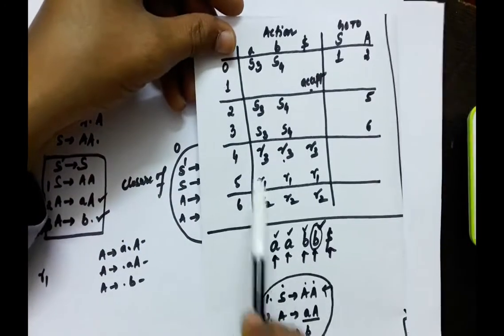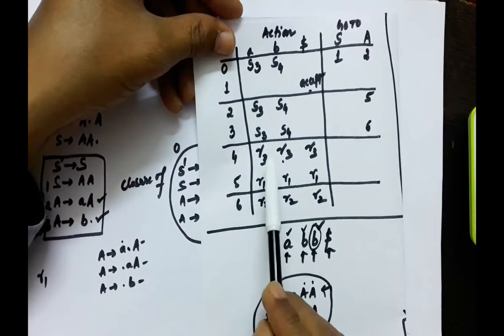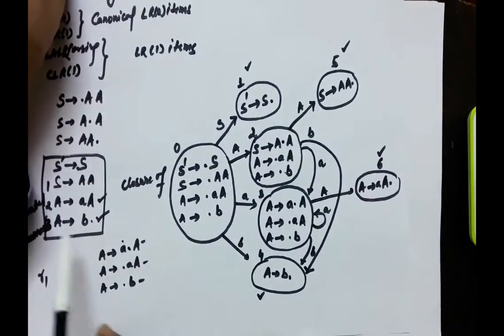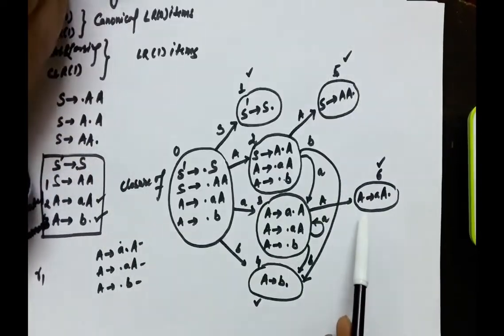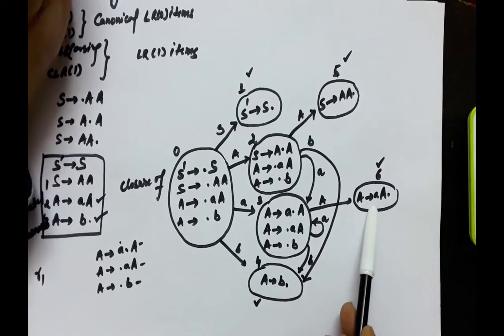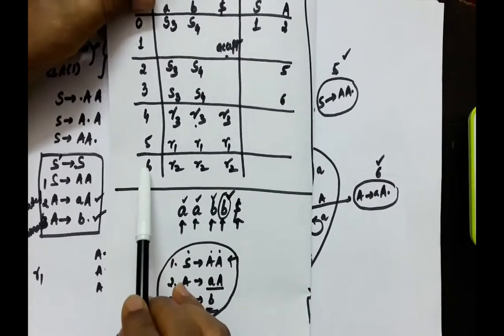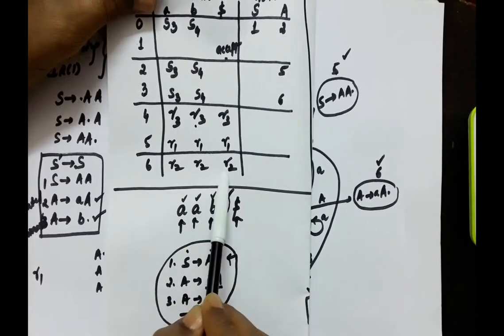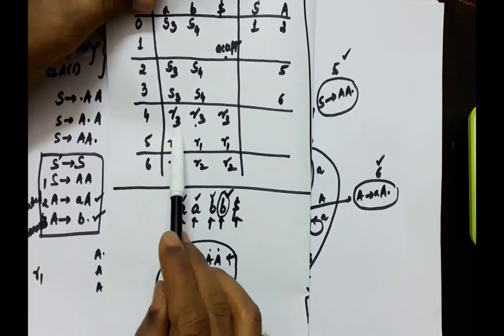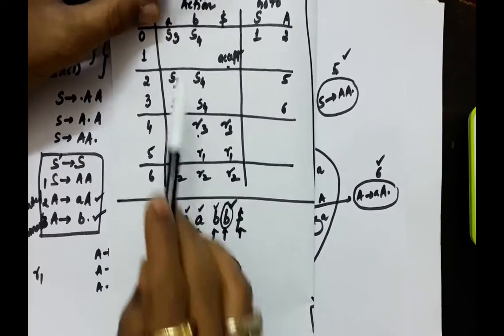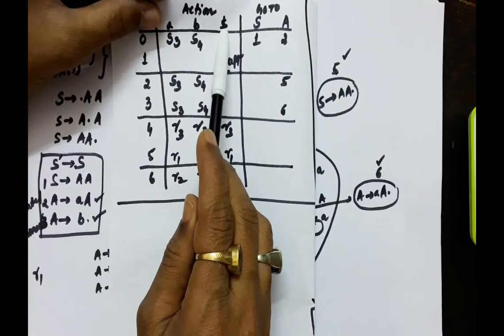Similarly for state number 4, in the fourth row we write R3, R3, R3, because A produces B is the third production. Similarly for the sixth state, A produces small a capital A dot, this refers to the second production in the grammar. So that's why we write R2 in the sixth row. So we were writing the reduction operation at every place in the terminal symbols.